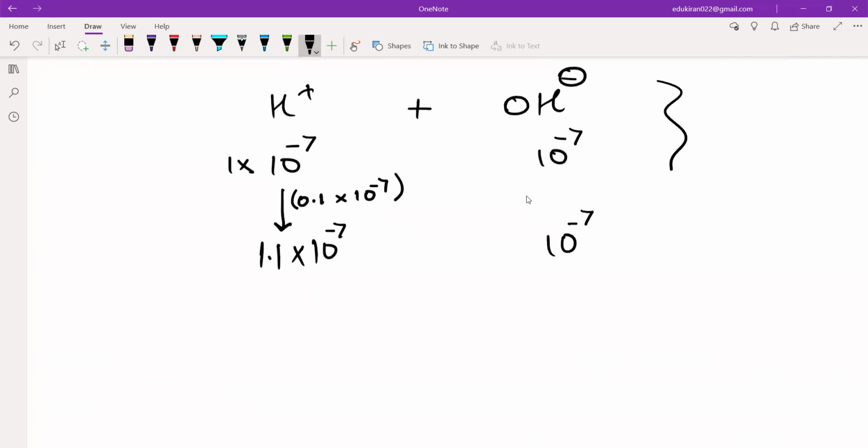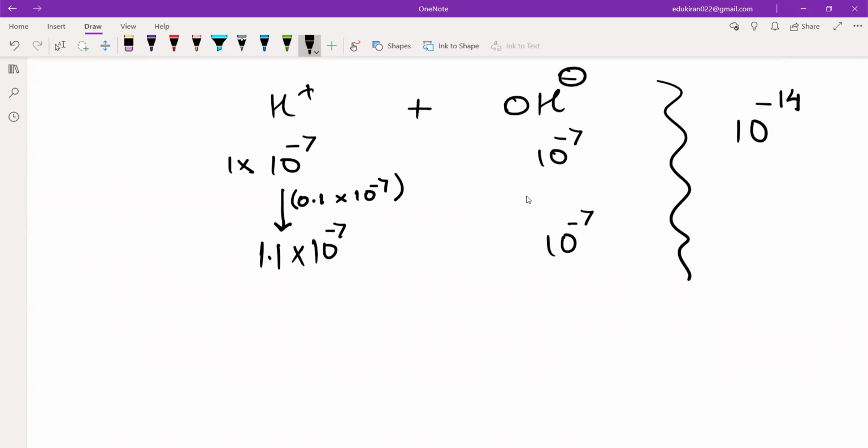Now we need to maintain 10 to the power minus 14. Correct? Yes or no? We have to maintain 10 to the power minus 14. Okay. Now, if I react half of whatever I have added here, and react the same amount here.